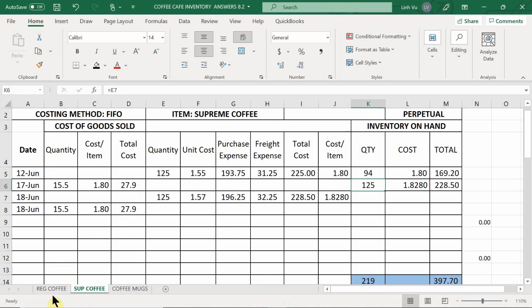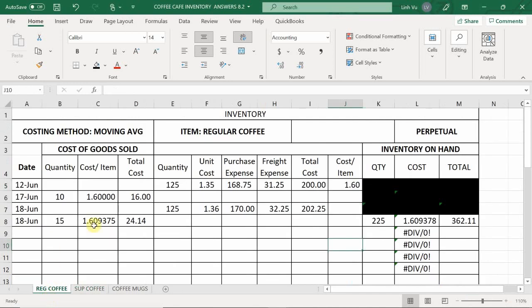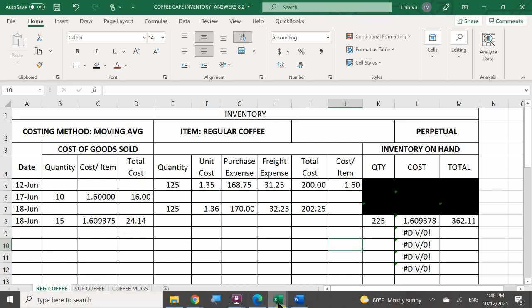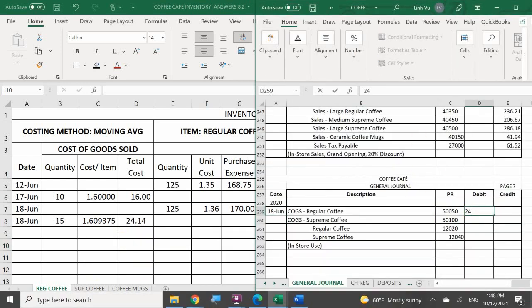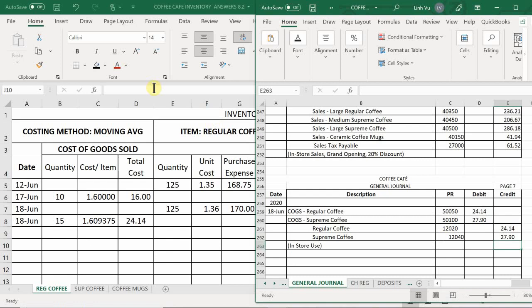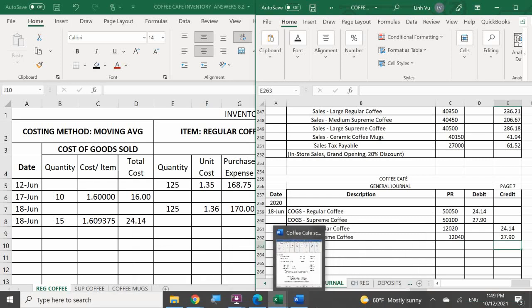Okay. So in this case, I have my numbers. I got 27.90 for the cost of goods sold for my Supreme coffee, and I have 24.14 for my regular coffee. I think I meant to say Supreme coffee. Okay. All right, so let's journalize this. Okay, so we have a cost of goods sold for 24.14 of regular coffee. Cost of goods sold of regular, 24.14, and 27.90. We use in-store use.